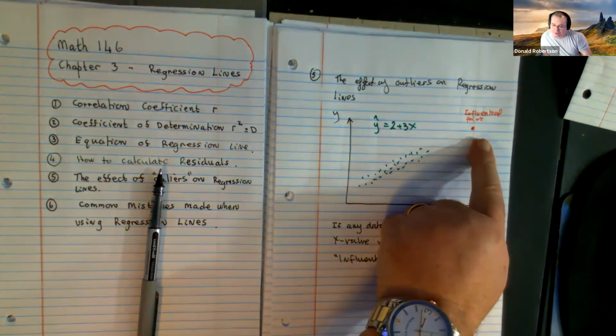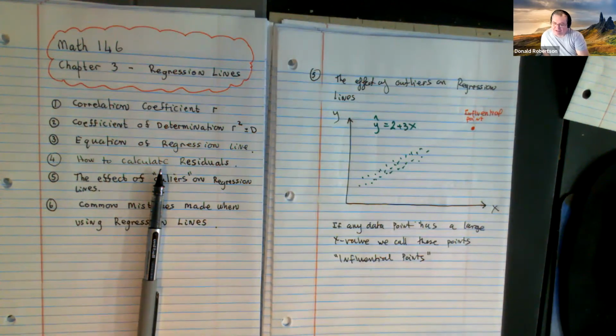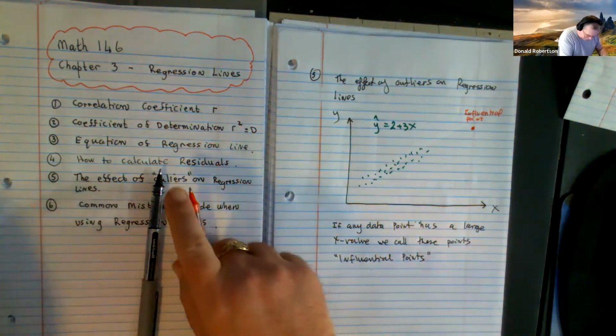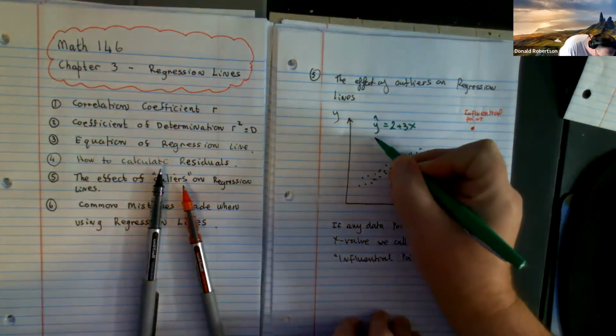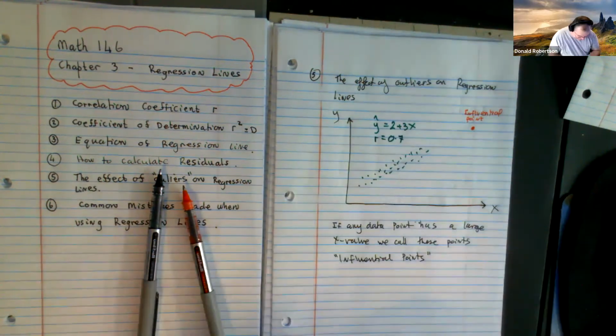What does that do to the data? Well, the name influential point tells you kind of what's going on. Oh, by the way, let's say that the R value in this case was 0.7, right?